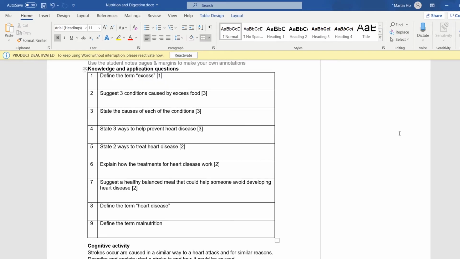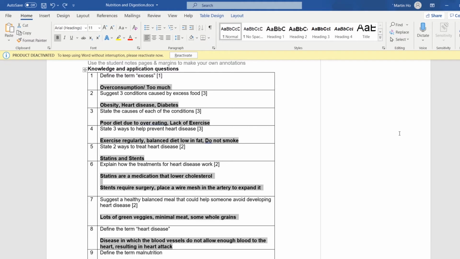Alright, now that you're finished, let's take it up. Please take a moment to take a different colored pen and fill in the answers where you need to correct them. 1. Define the term excess. Excess is either overconsumption or too much. 2. Suggest 3 conditions caused by excess food. We've spoken about 3 diseases in this lesson: obesity, heart disease, and diabetes, all of which are caused by excess intake of food.